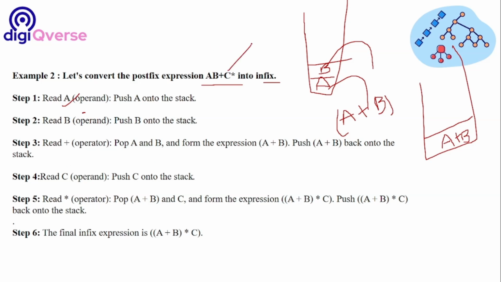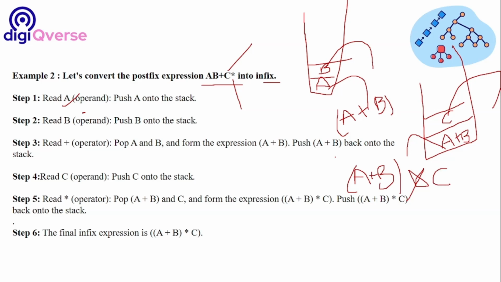Again the next operand is C, and we push C onto the stack. That's great. Again we have the star operator, and for this I pop out the C and the expression A plus B, which is also an expression, kept inside brackets, and we place the star in infix notation with C, right? So this is my final expression, as we have found it.